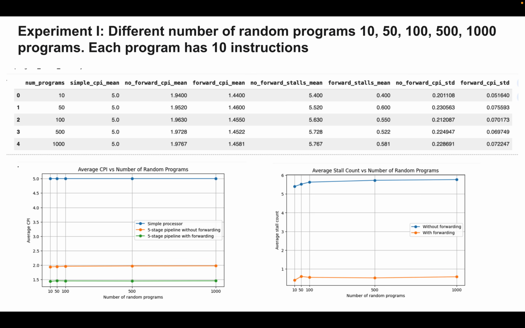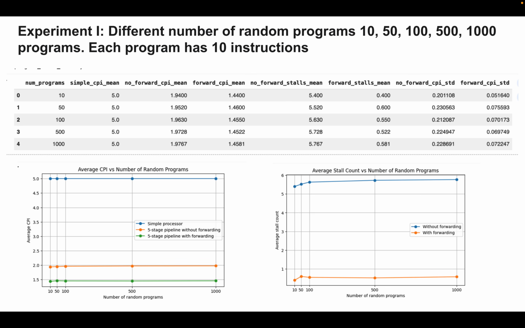So next, we may be curious, for different numbers of random programs, what may be the result. So in this experiment, I tested different numbers of random programs: 10, 50, 100, 500, and 1000. Each program still has 10 instructions, and the dependence probability is still 0.45.